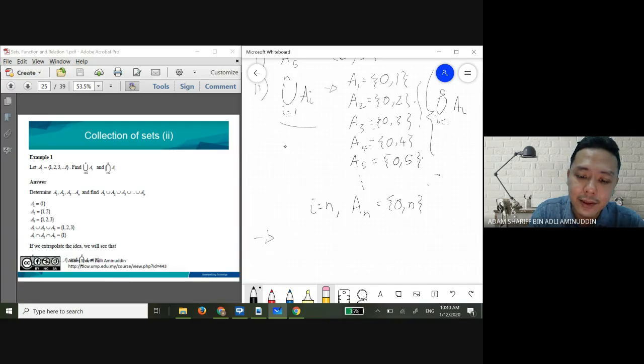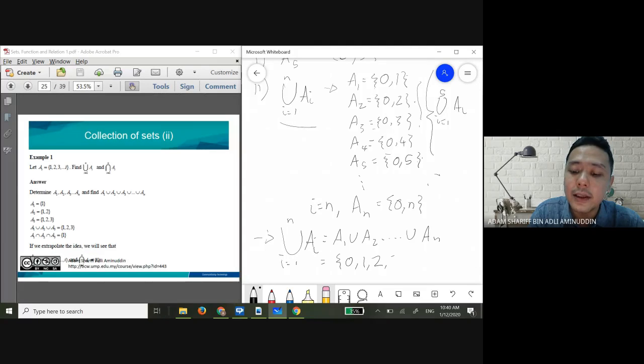Sekejap, saya nak tulis cantik. Kalau sampai N, maksudnya A1 union A2 bla bla bla bla union sampai AN, dia akan jadi 0, 1, 2, 3, 4, 5 sampai N.